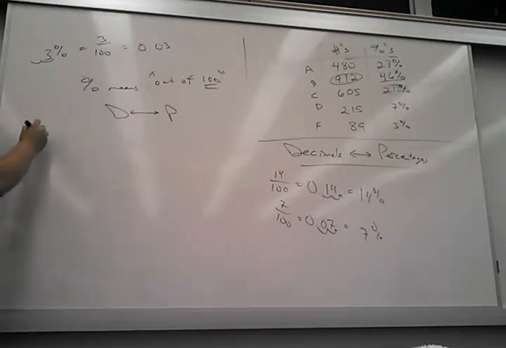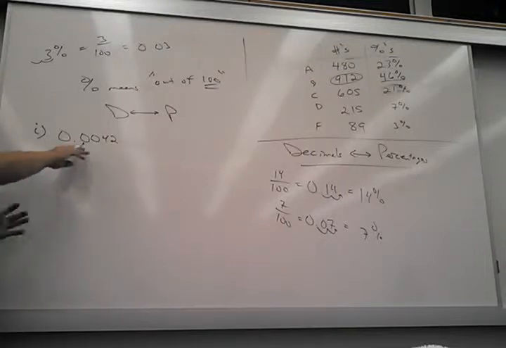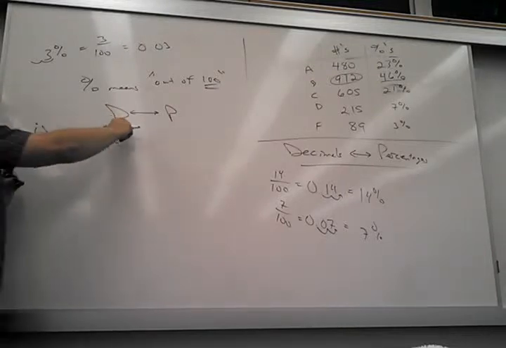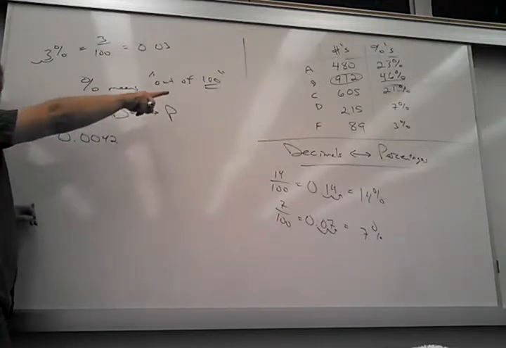So for example, if I had 0.0042, is that a percent or a decimal? Decimal. That's definitely a decimal because there's no percentage sign. So I'm in a decimal, which way do I want to move the decimal place? From D to P, I go that way.